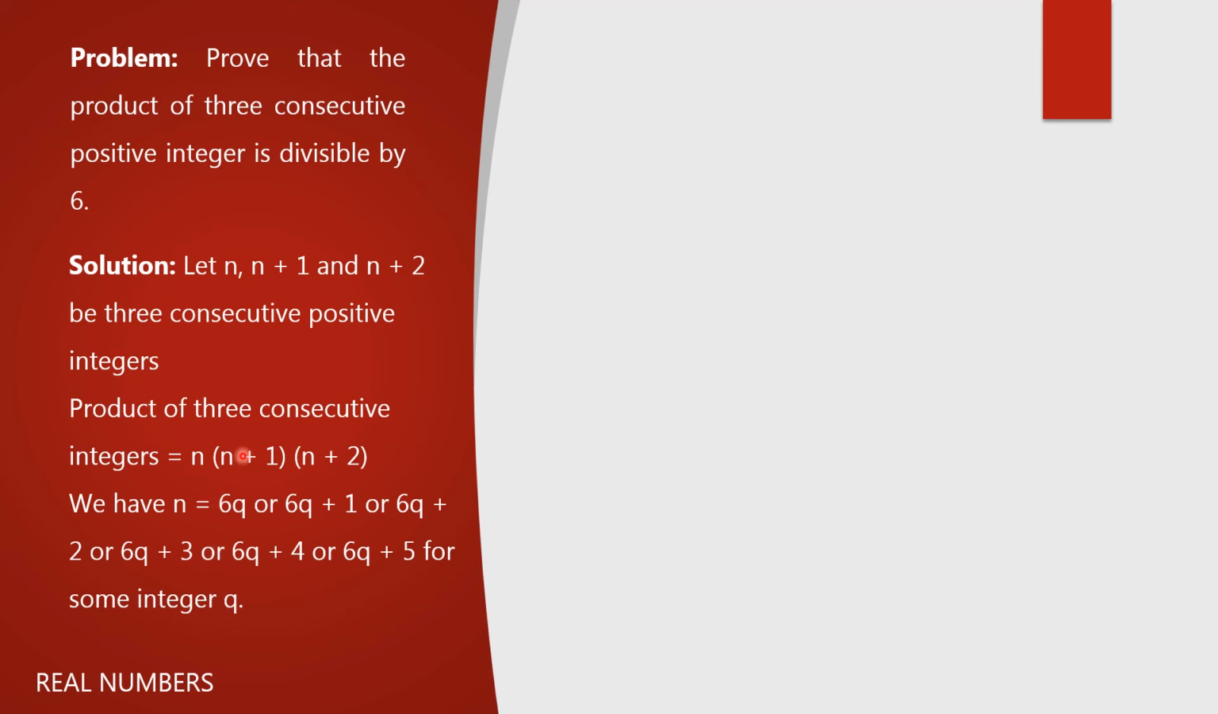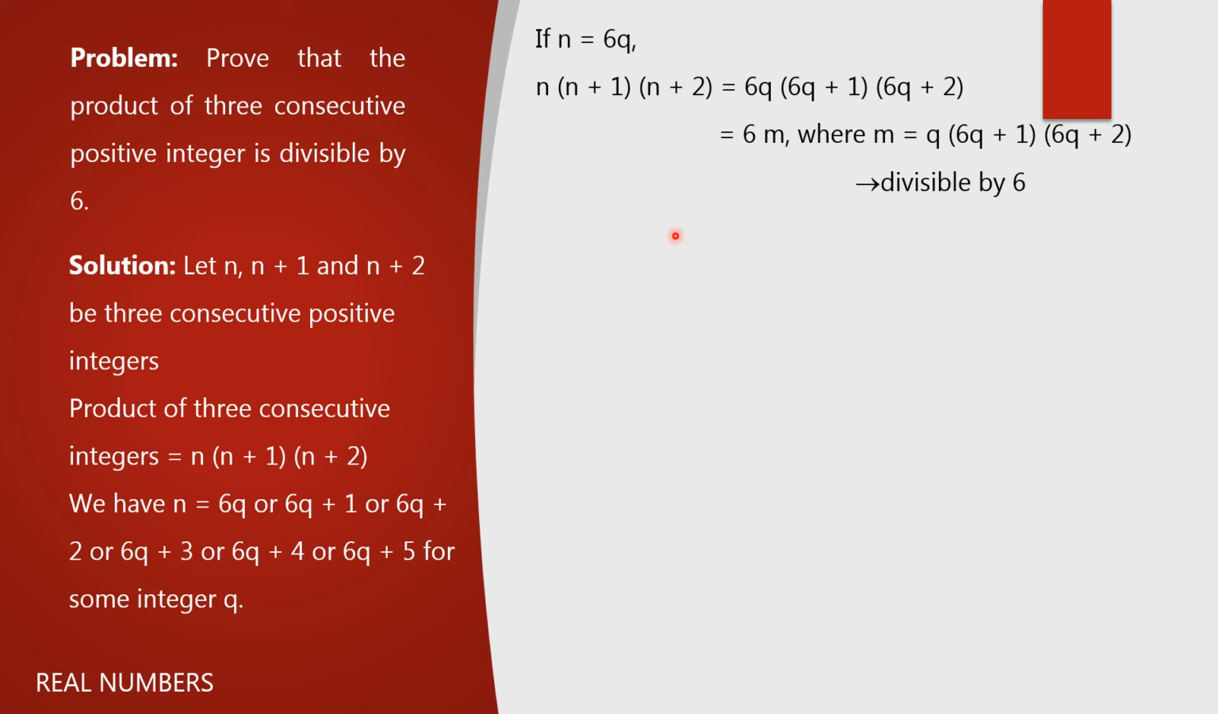This one we will get by using Euclid's division lemma, by taking a is equal to n and b is equal to 6, you will get these values. Now you have to verify the divisibility of n into n plus 1 and n plus 2 in all these 6 cases. Now here no need to verify all the 6 cases. Let us verify for 3 cases, and similarly we can check for the remaining 3 cases. Here I am verifying for only first 3 cases.